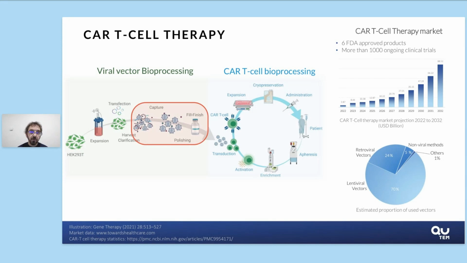And when it comes to what TEM can do, the phase during the whole process where TEM can be useful is typically during the viral vector bioprocessing. So from the production of viruses and encapsulation all the way to the purification of the virus prior to the transduction. So the focus of all the images that we will see today are typically done in this phase during the bioprocessing.